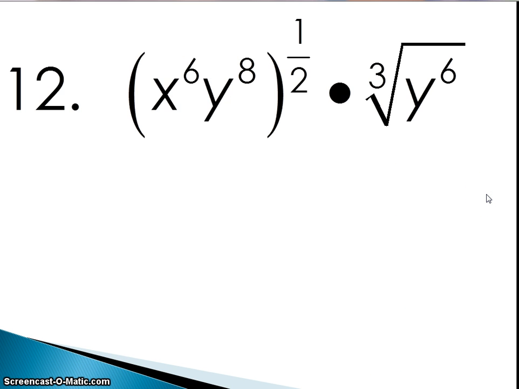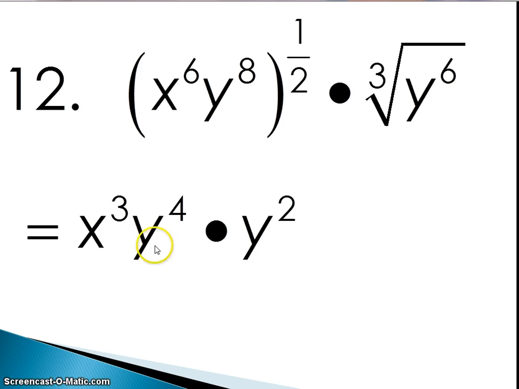Problem number 12. Again, a very intimidating problem to begin with, but you need to do it in small pieces, or even cover up part of the problem and see if you can do the first part. This 1/2 goes to both of these in the first parentheses. We're going to multiply because it's power to a power. So 1/2 of 6 and 1/2 of 8. And over here, we're going to extend this out, and that means that there would be 6 y's. 6 y's means I would circle group of 3, group of 3, no leftovers. Now I've got bases that are the same with multiplication, so I need to add my exponents. And there we are.